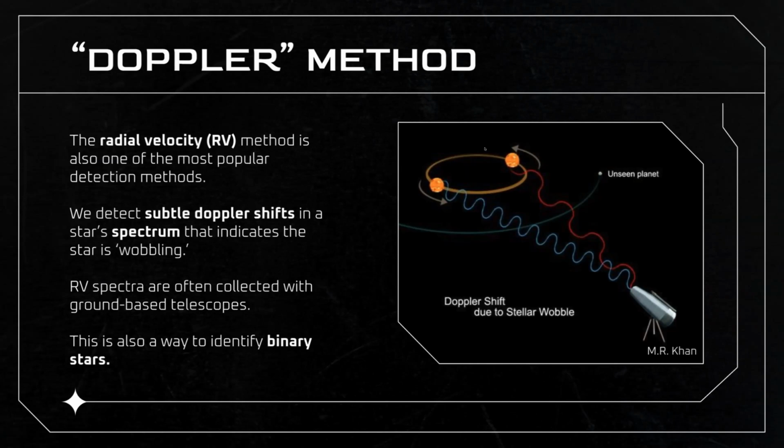When a star is in orbit with a planet, it is slightly orbiting a center of mass. This is not very drawn to scale, but there's a planet here orbiting a star, and the star is also orbiting the center of mass of the system. So it's also on a slight circular orbit. When it's moving toward us, it's slightly compressed. This is called blue shift, slightly compressed to shorter wavelengths.